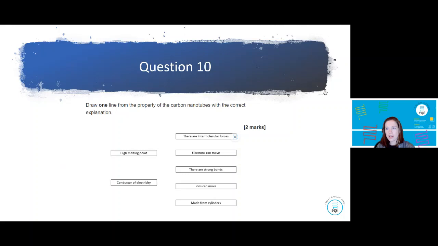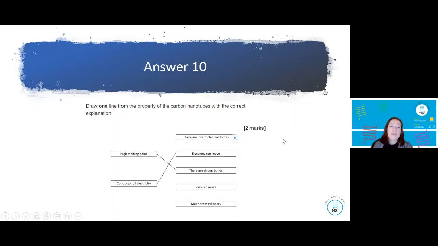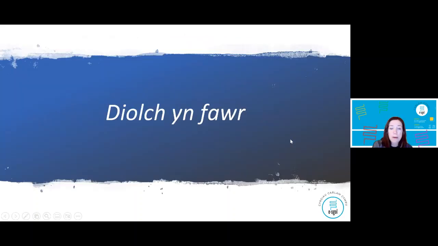Okay, and almost there. I think that's probably enough time. Let's have a look at the answers. So the reason for the high melting point is because there are strong bonds between the carbon atoms. And the reason why these nanotubes are conductors of electricity is because there are free electrons which can move. So there we have 10 questions and some information all about smart materials for you.